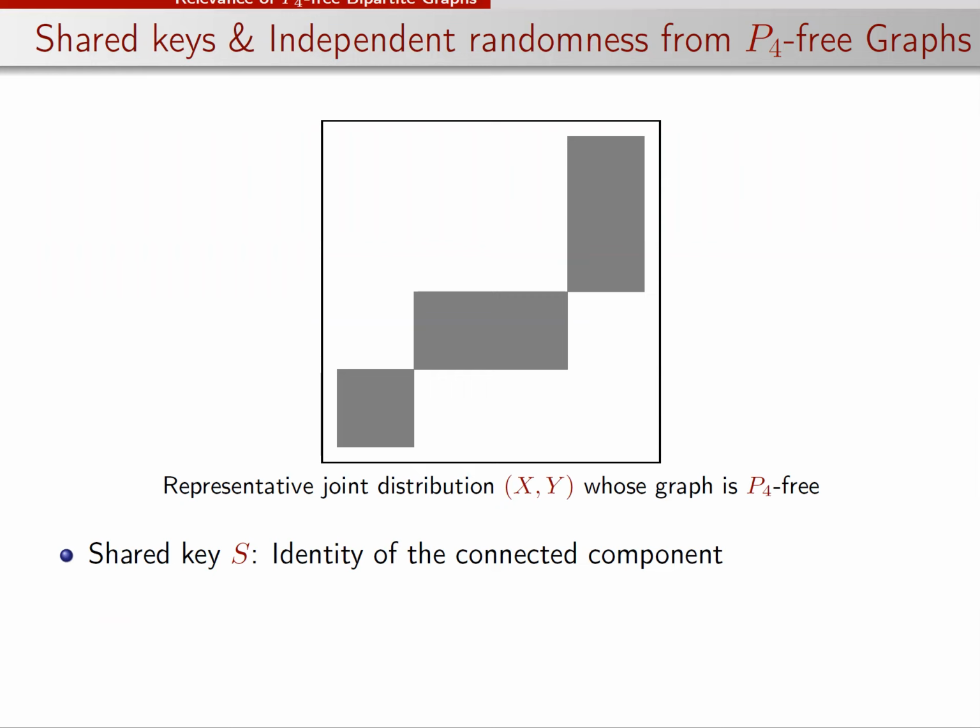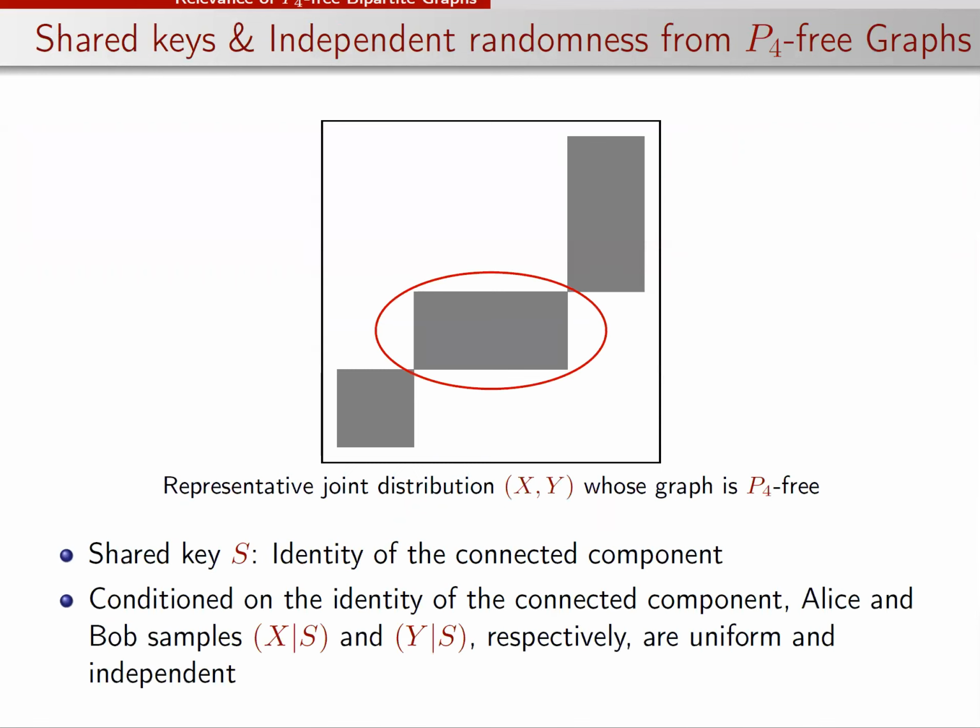So the shared key is the identity of the connected component. And conditioned on the identity of the connected component, Alice and Bob's samples are uniform and independent. This is easy to see because they are distributed according to the uniform distribution over the bicliques.